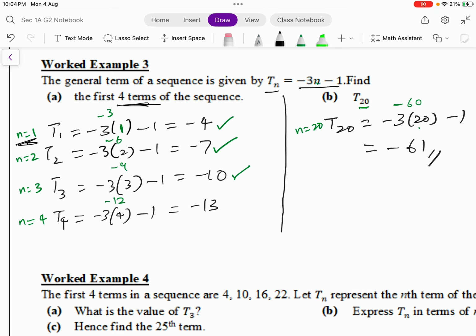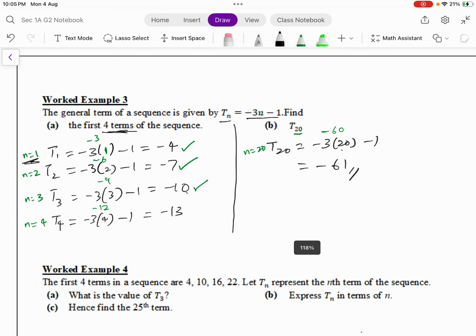Second place, n equals 2. 3 times 2 is 6, minus 1, is 5. n equals 3. 3 times 3 is 9, minus 1, is 8. n equals 4. 4 times 3 is 12, minus 1, is 11.